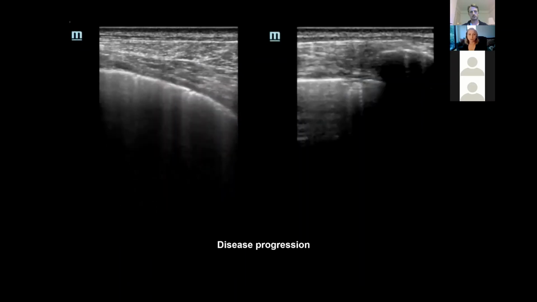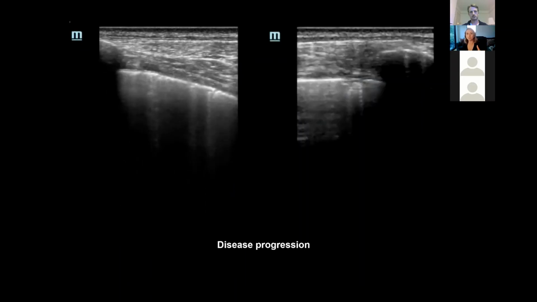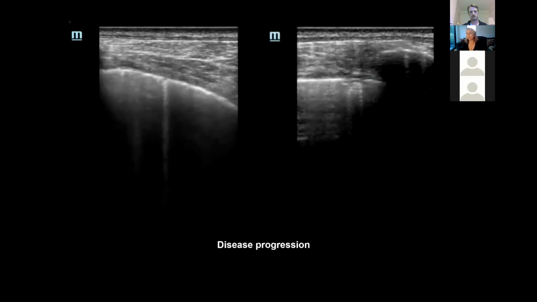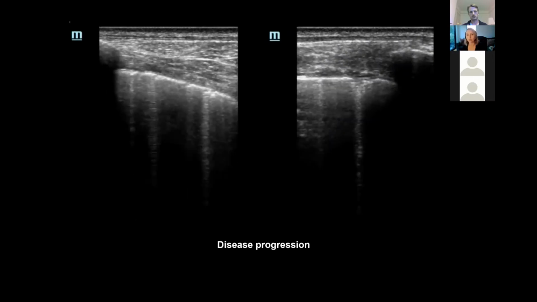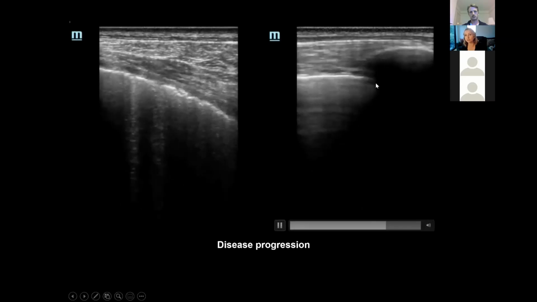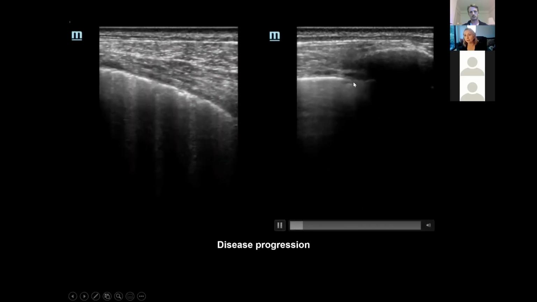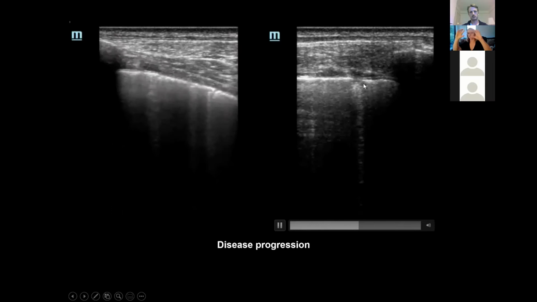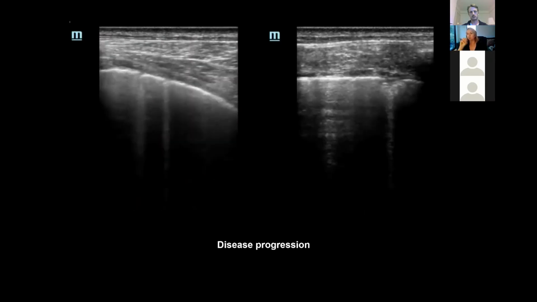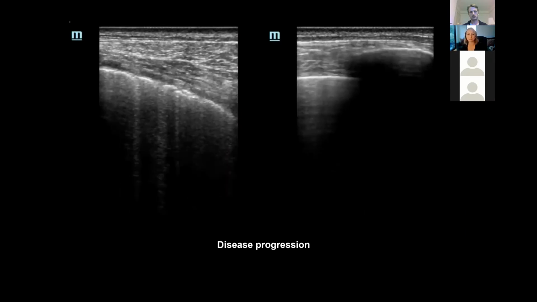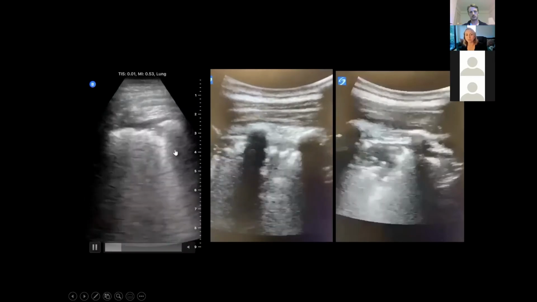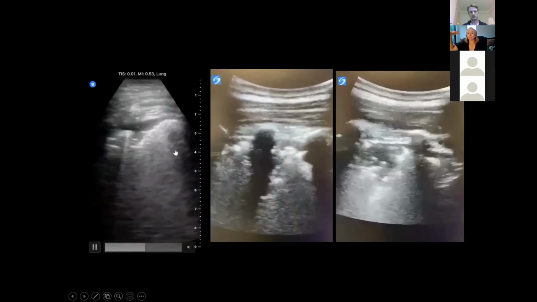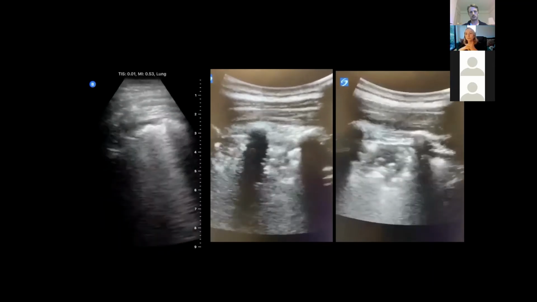So as it progresses, those B lines become a bit more prominent, more frequent, but there will be spared areas between the patches. And then they'll develop these more prominent interruptions where the pleural line goes from being continuous to having this sort of thickened appearance and then almost like a chunk taken out of it. And then as they progress, they start to get these areas of consolidation visible up against the pleural line. So I call them subpleural consolidations.